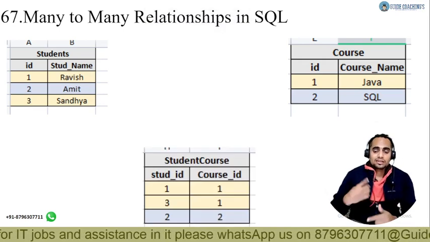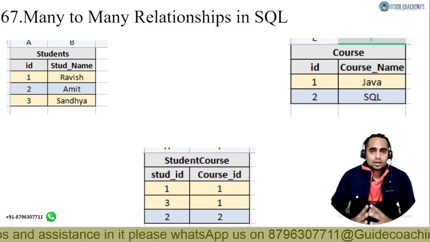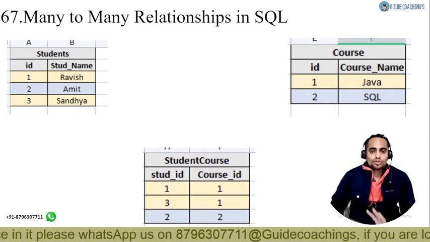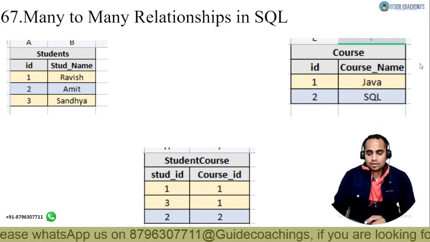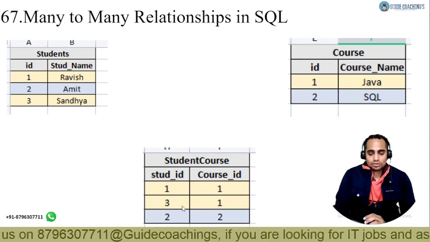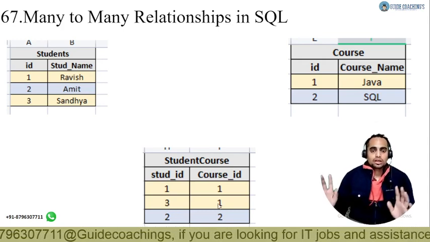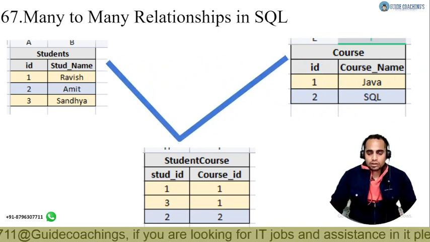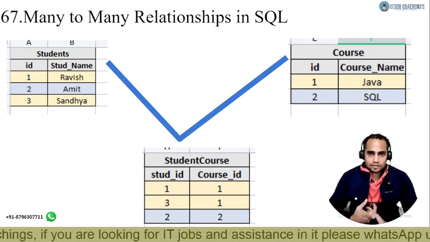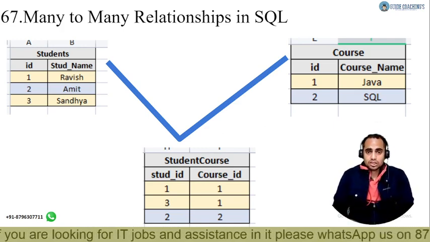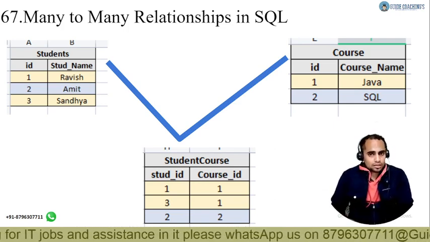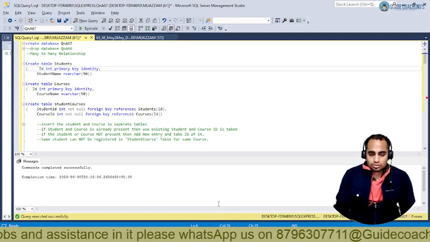Then a third table, which we will call a bridge table, the student course table, holds only ids from the first and second tables. It should not have a duplicate record. So 1 1 should not be there, 2 2 should not be there, and 3 1 should not be there. There should be only a single record. That is my requirement, that is my bridge table. This is the pictorial representation. I have discussed the terms and conditions, which are the universal conditions we need to follow when creating the tables. Now we'll see this in the practical window.